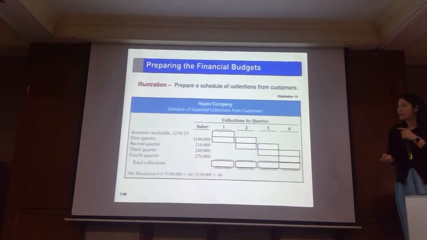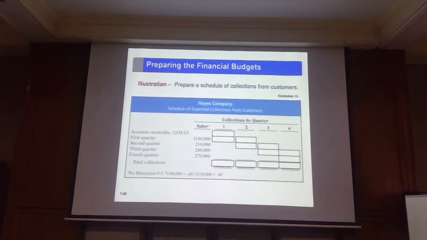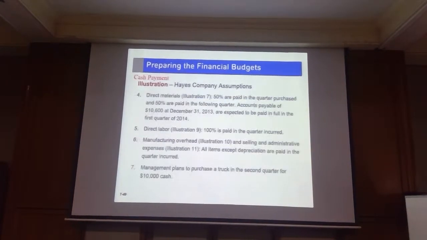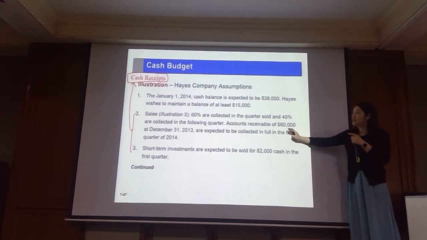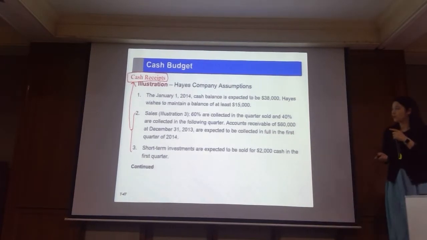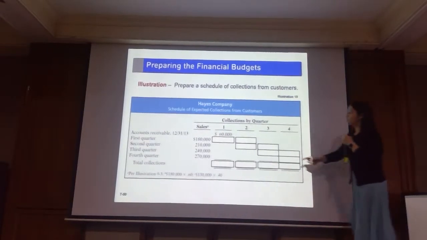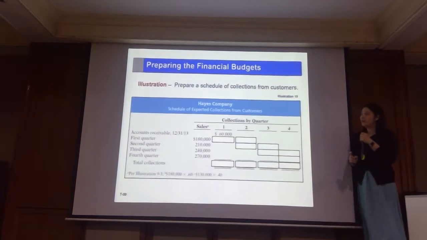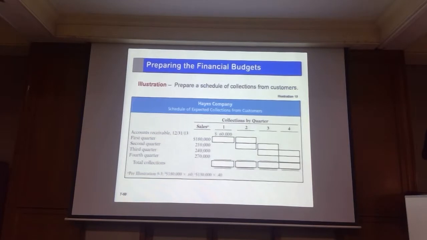And how about the cash that we will receive from our sale? Let's look at the first quarter, okay? For the first quarter, we know that we still have accounts receivable from last period, right? And this accounts receivable will be paid to us in the first quarter. So the first cash amount that we receive will come from accounts receivable from last year, right? So this is 60,000 from accounts receivable that we will receive in cash in the first quarter of 2014, okay?